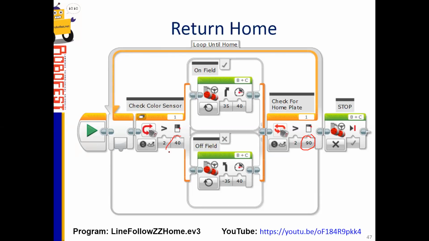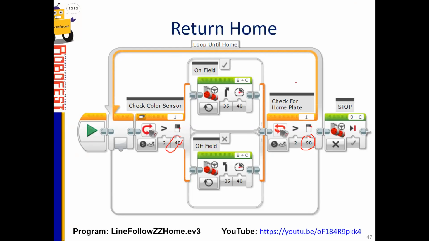Remember, the white field was 40, or it was 70. The silver tape is like 90. So there is a difference, but it might not be that great. But there will be enough for you to differentiate silver tape versus white field. And that's going to be one of the things you're going to play with.